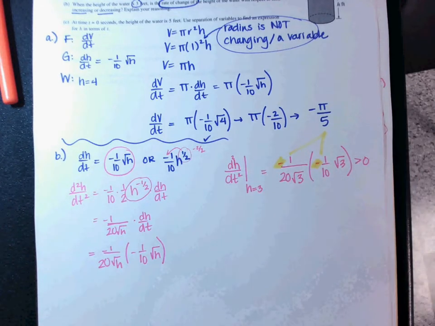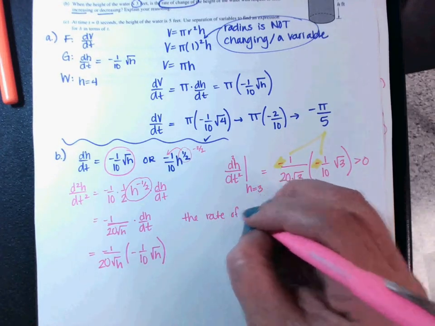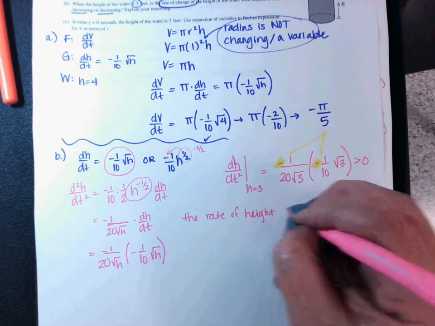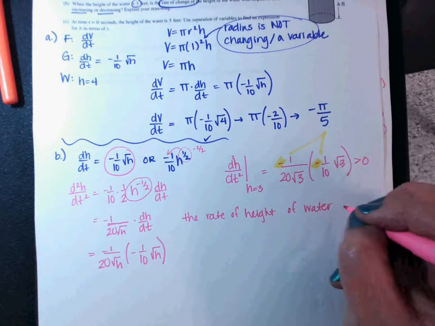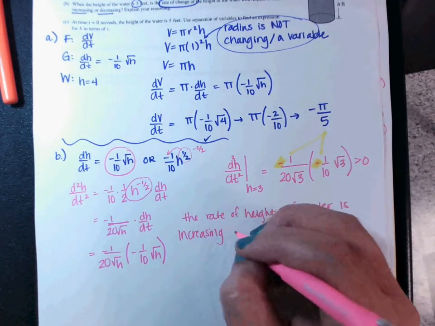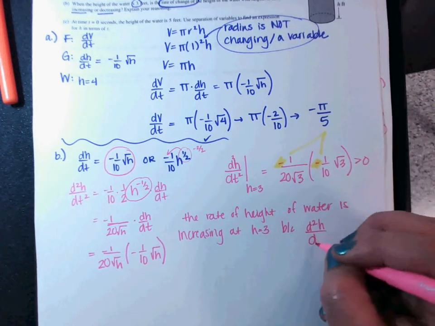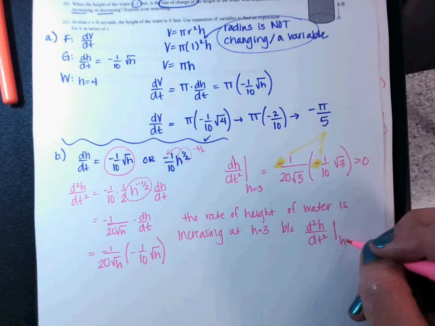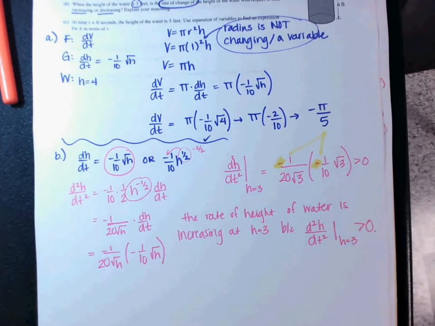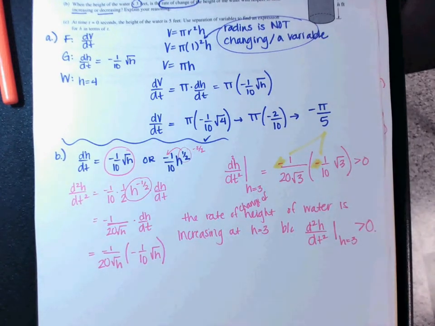So even without thinking about the rest of the number, I know that the rate of height of the water is increasing at h equals 3 because d squared h dt squared at h equals 3 is greater than 0. Okay, and maybe I should have said the rate of change of the height of the water is increasing. But because that second derivative came out to be positive, that's how we know.